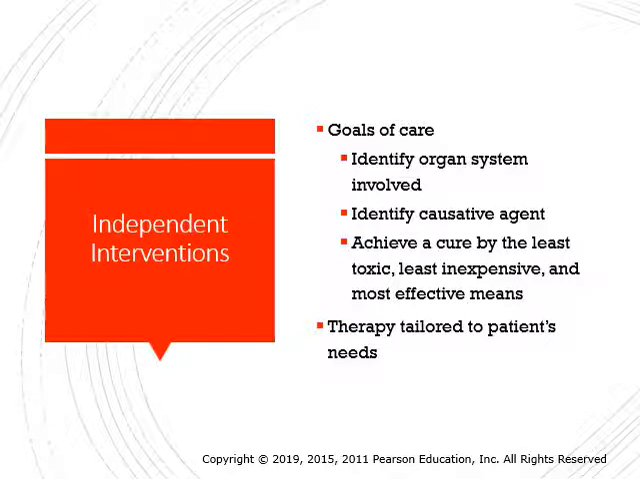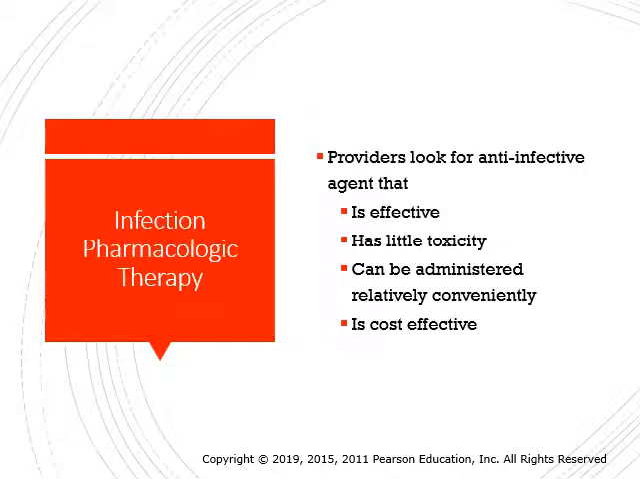Therapy is also tailored to the patient's needs, both by their other existing healthcare conditions, by finances sometimes, and also, you know, whatever it is they're facing, how frequently they face it. Have they been treated for this before unsuccessfully? Things like that. Okay, so infection pharmacologic therapy include that the providers look for an anti-infective agent that is effective, has little toxicity or as little as possible, can be administered relatively conveniently, and is cost effective. All those things we just talked about.